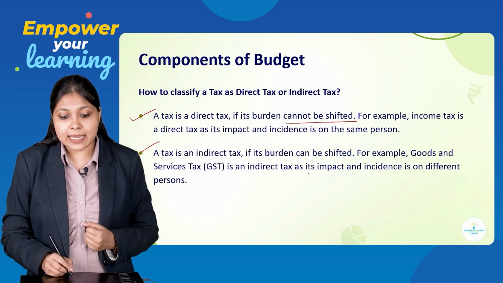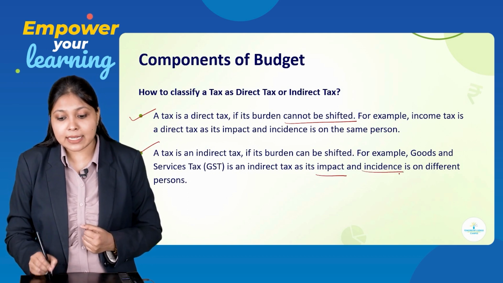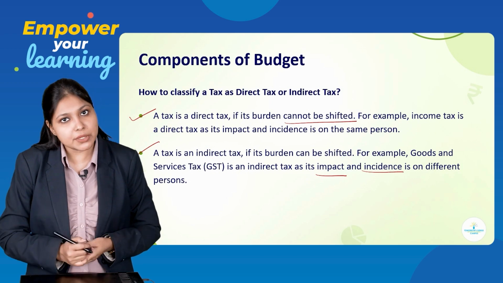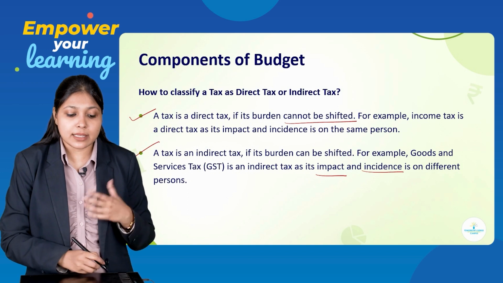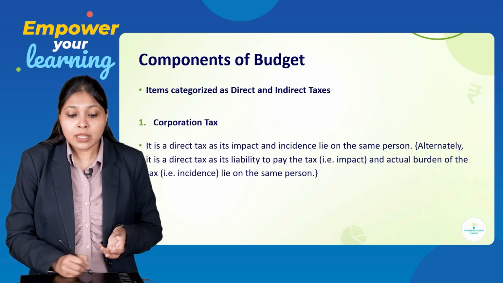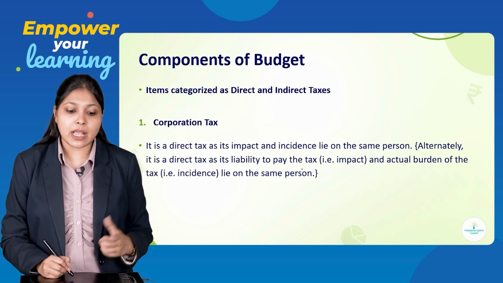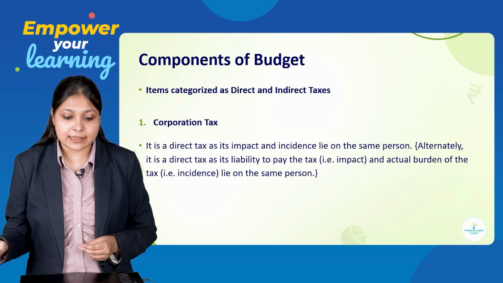So, GST is an indirect tax as its impact and incidence lie on different persons. Liable is the seller, but incidence is on the consumer. Now, a few items, how you can categorize them as direct tax or indirect tax.